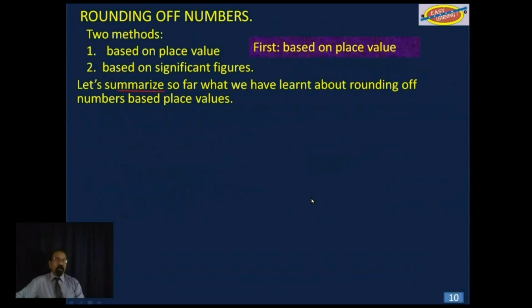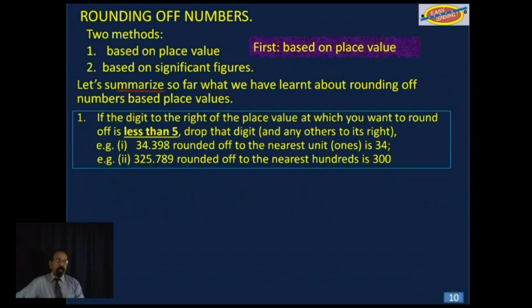Let's summarize what we have learned about rounding off so far. First, we said if the digit to the right of the place value at which you want to round off is less than 5, you drop that digit and any others to its right. So for example, you have 34.398 and you want to round off at the ones, which is here. This digit here is 3. You just drop the whole thing and you get 34.